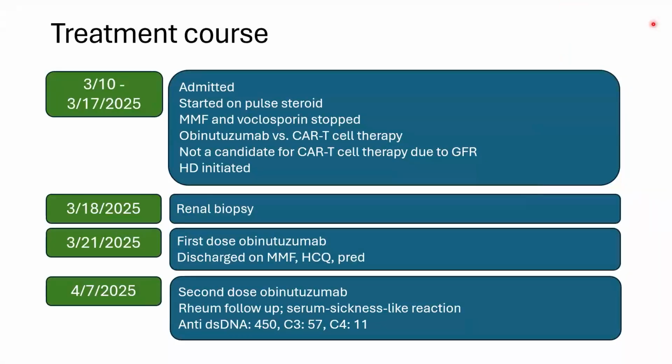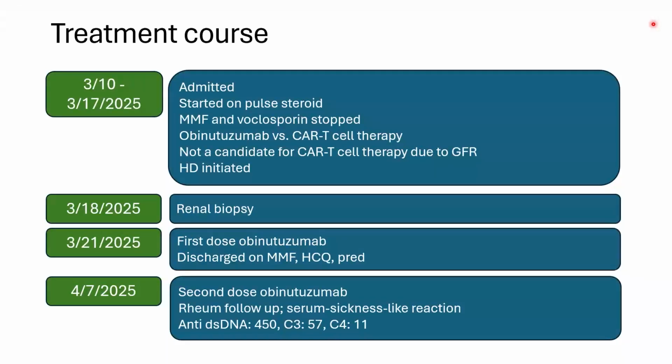Thank you so much. So she was immediately started on pulse steroid while we were deciding on the biopsy and how to treat this. MMF and voclosporin were stopped. And we were discussing obinutuzumab versus CAR T-cell therapy. She unfortunately was not a candidate for the CAR T-cell therapy study because of her low GFR. We got the biopsy on the 18th, and dialysis was initiated prior to that to optimize her for that.